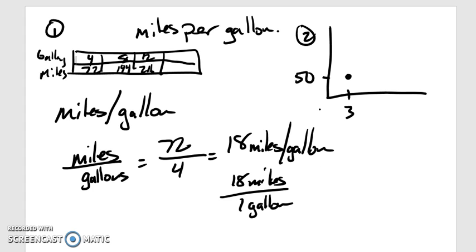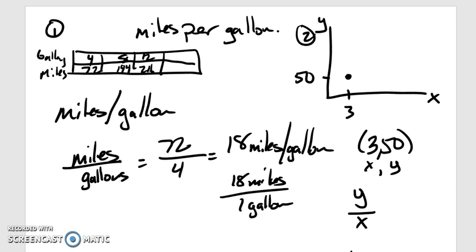So let's write down one of the ordered pairs. I'm going to write down this one. I always write down the x-axis first, followed by the y-axis. So when I write it out, it's the ordered pair (3, 50), which means the x-coordinate is first, the y-coordinate second. But when we want to find out the rate, how do we set it up? Yes, we need to do the y over the x.